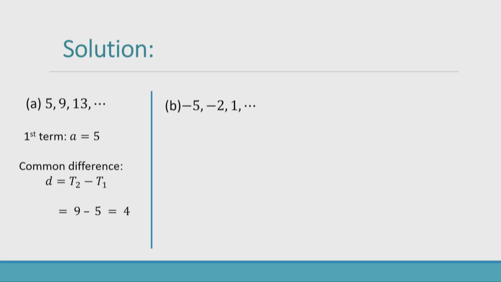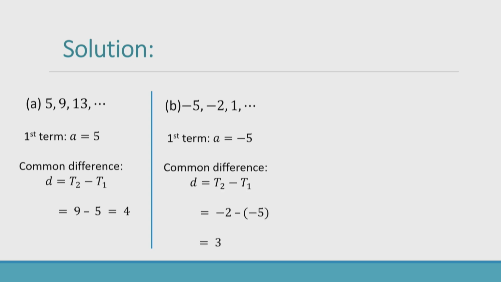Now part B. Negative 5, negative 2, 1. Our first term here will be negative 5. That is, A is equal to negative 5. To find the common difference, we are going to take T2 minus T1. That is negative 2 minus negative 5, which is going to give us 3.